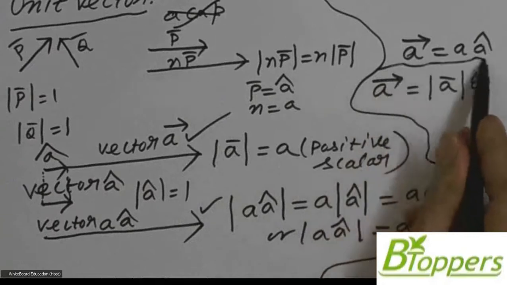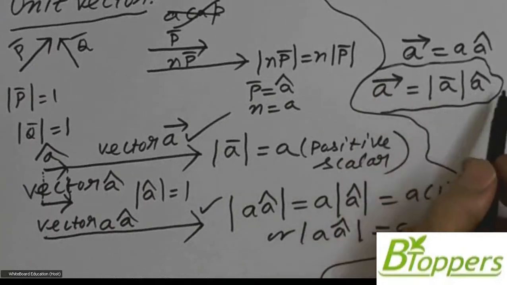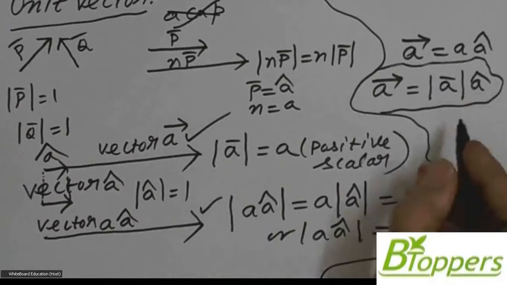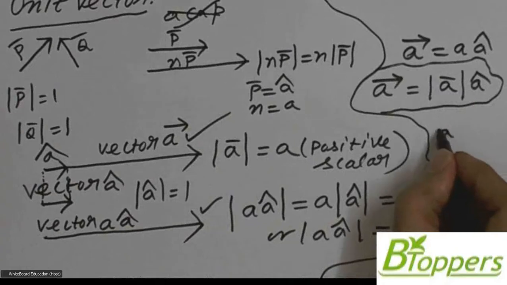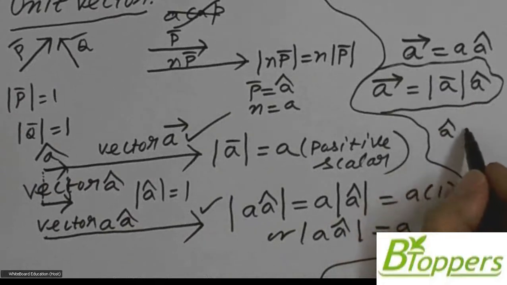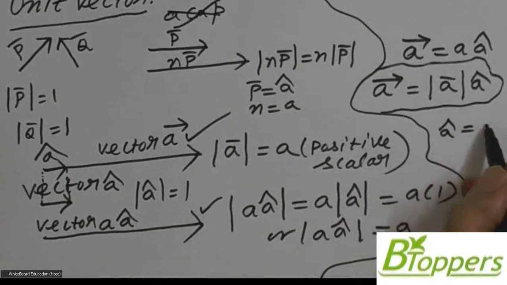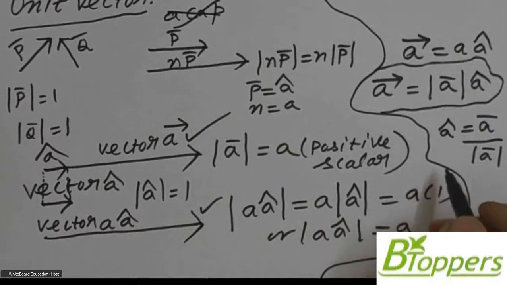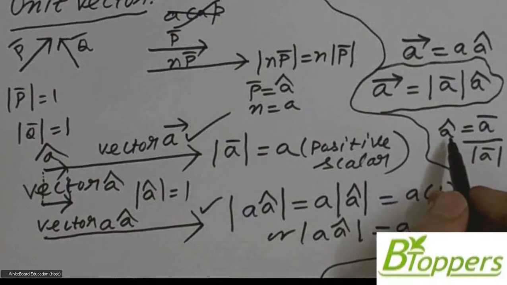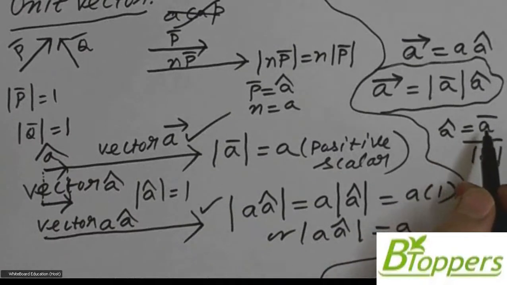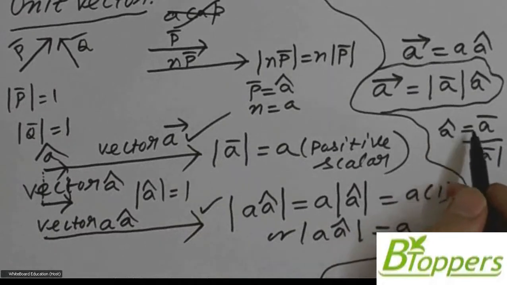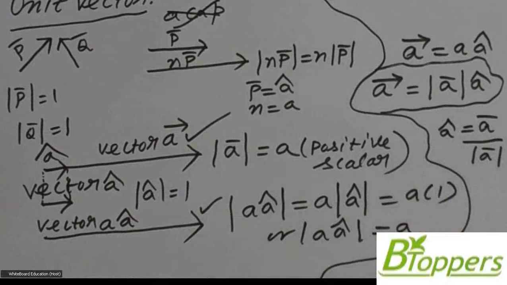So vector A bar, you can write as the product of the magnitude of vector A bar and the unit vector in the direction of vector A bar. The unit vector in the direction of vector A bar, denoted by A cap, can be written as A bar divided by modulus of A bar. So the unit vector which has the same direction as the given vector A bar is denoted by A cap, which is given by A cap equal to A bar by mod of A bar.